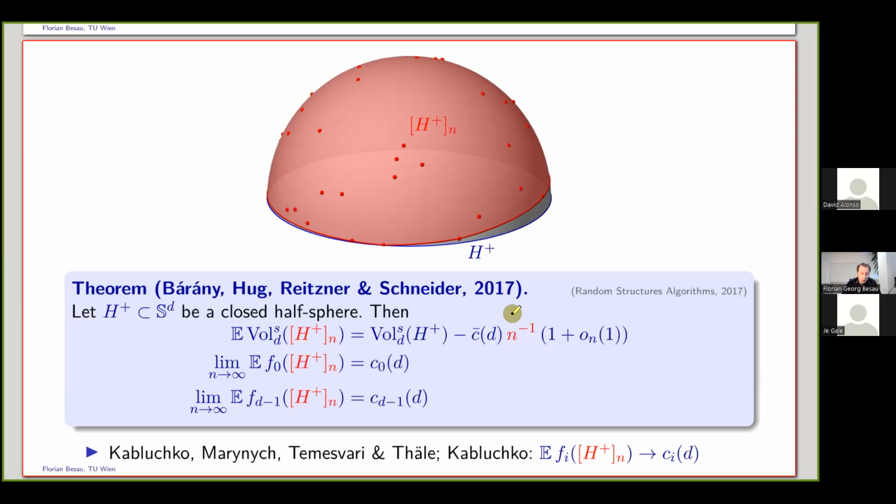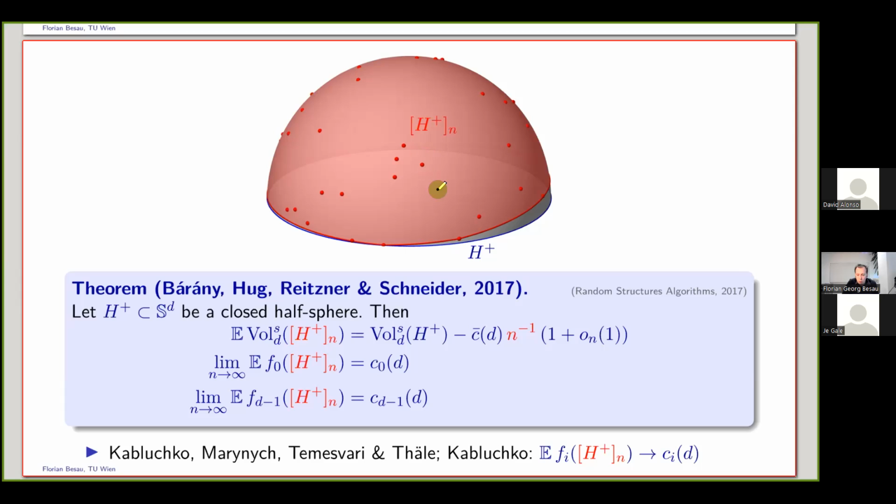which now gives us a completely different rate, something we cannot observe in Euclidean space. And using Efron's identity then tells you that the expected number of vertices actually converges to a constant. So in all of the previous results, the expected number of i-dimensional faces was always converging to infinity at certain rates, but now for the half sphere case, actually all converge to constants.